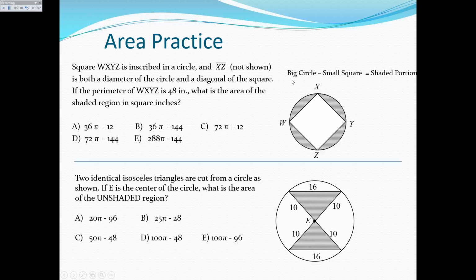So again, I'm going to have to find the area of the big circle, subtract the area of the small square, and then I would have that shaded portion. Easily done.